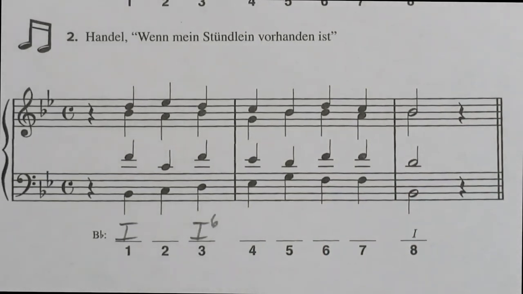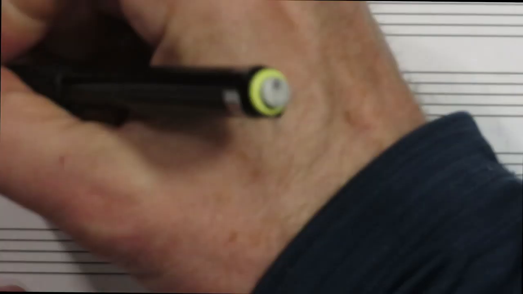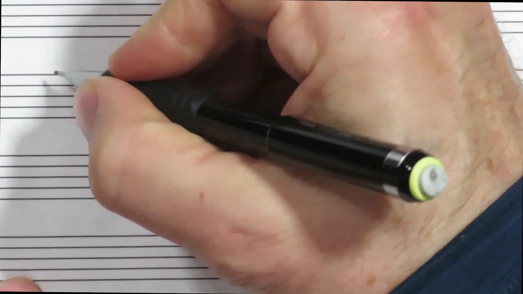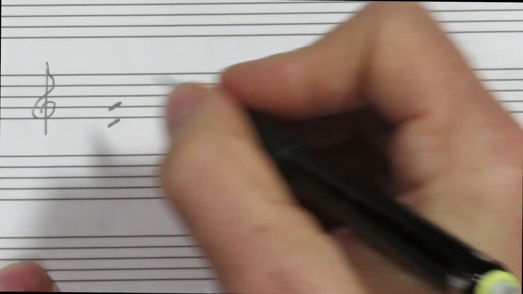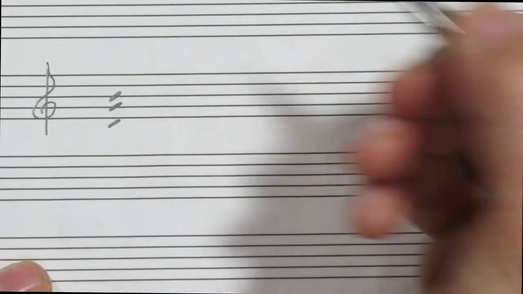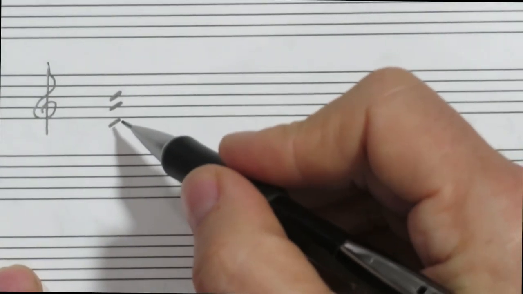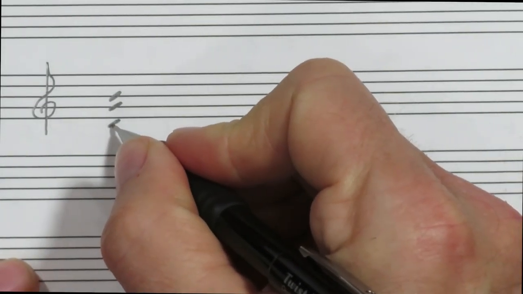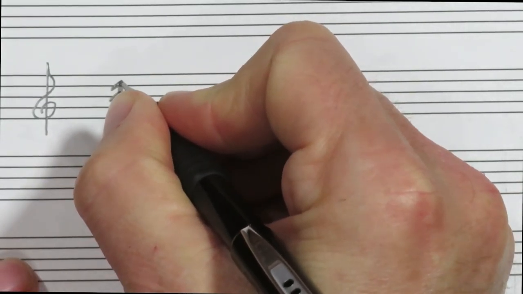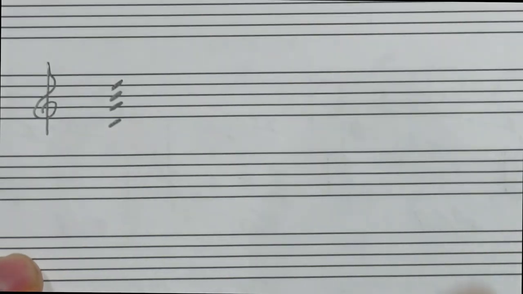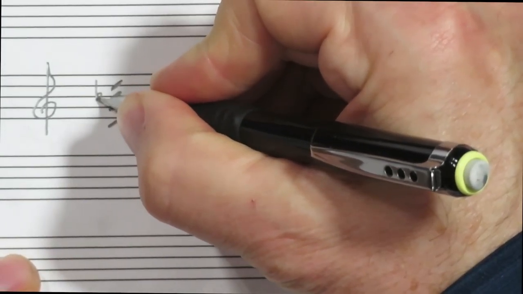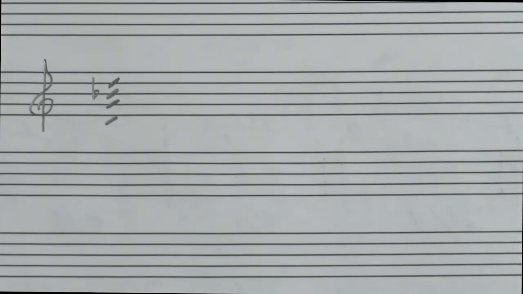Okay, so what if we stack that up like this. We have a G, a D, and a B flat. Well, you can see that that's an inversion, but what if we took the D and moved it up here? We have root position, G, B flat, D. So that is a G minor triad.